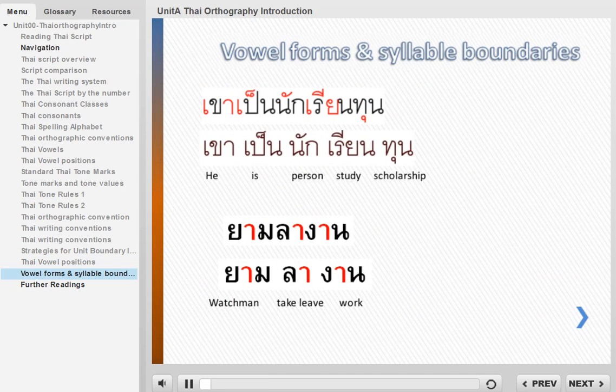This demonstrates how the apparent continuous strings of letters in Thai writing are interpreted or perceived by readers of Thai. Click on the sentence to listen. A gloss is provided for each syllable or meaningful unit. The meaning in English of the first sentence is, "He is a scholarship student." And the second sentence means, essentially, "The watchman took leave from work."